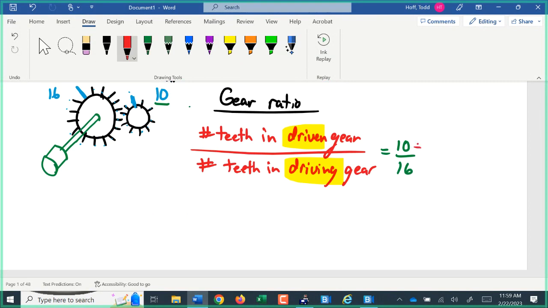And of course, we can reduce those. Both divide by 2. 10 divided by 2 is 5. 16 divided by 2 is 8. We have a 5 to 8 gear ratio. So that gear ratio describes a lot of things. It describes the ratio of the number of teeth, but it also, as we mentioned, describes the size of the gears. It's also the ratio of the RPM between the gears. It's the ratio of torque transfers, and several other characteristics about that interaction of those gears is described by that ratio.